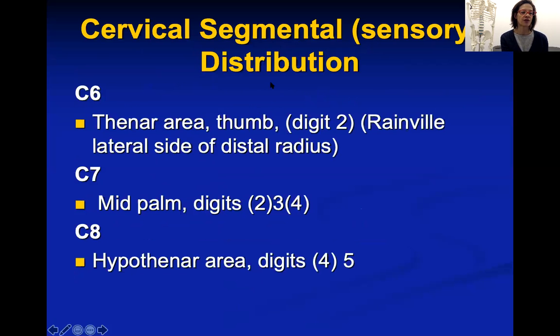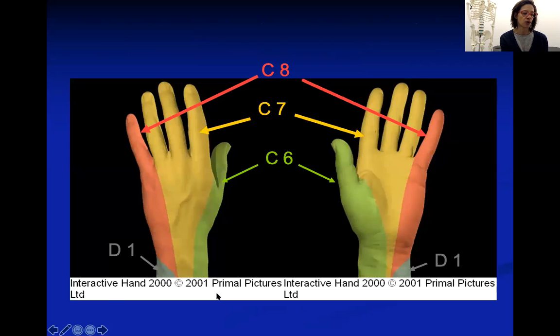Just to compare the cervical segmental, we also have C6, which is more on the radial side. The article that I already gave you about Rainville, it would be more the distal lateral radius. So that's how you could distinguish it from the median nerve. The C7 is the mid-palm, and mostly the third digit, which is, again, different than the peripheral nerves. And then the hypothenar would be the C8. So there is more of your picture.